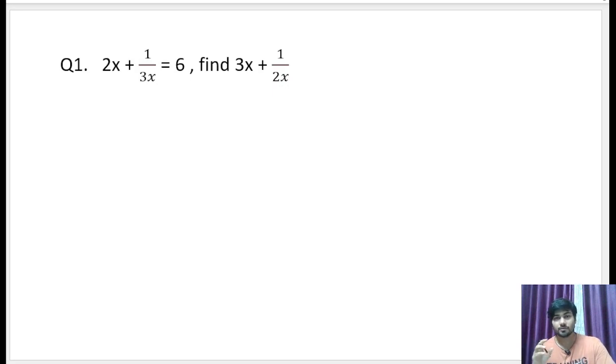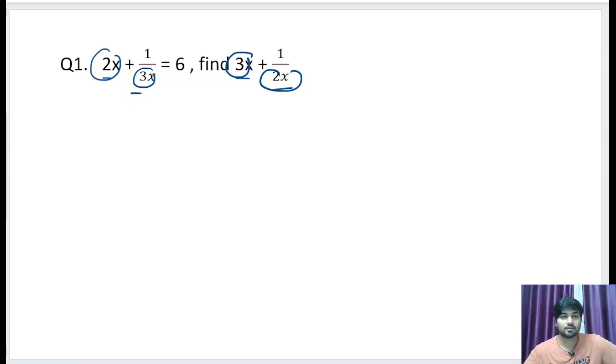I'll start this class from the things that we learned in our last class so that you can revise a few things. The first question is on your screen. How to tackle it? It is given as 2x plus 1 upon 3x, and we need to find 3x plus 1 upon 2x. We can directly see that there is a relation between these two things. It can be seen that they are the reverse of each other.